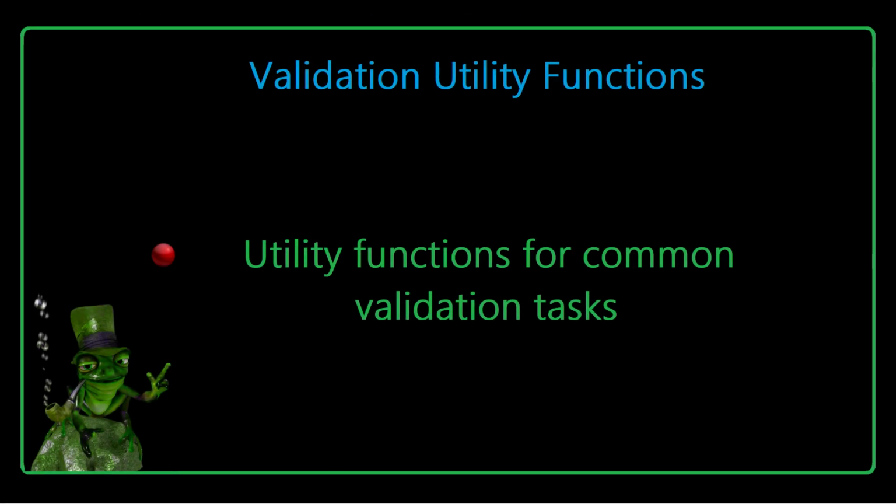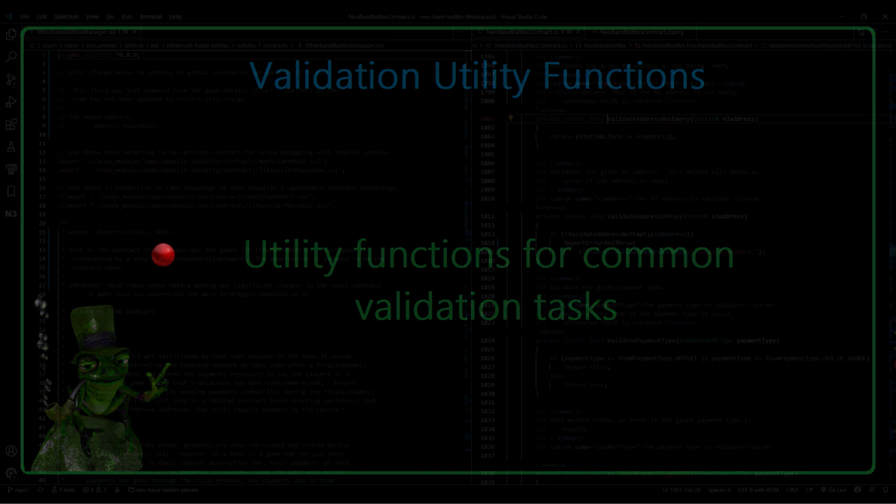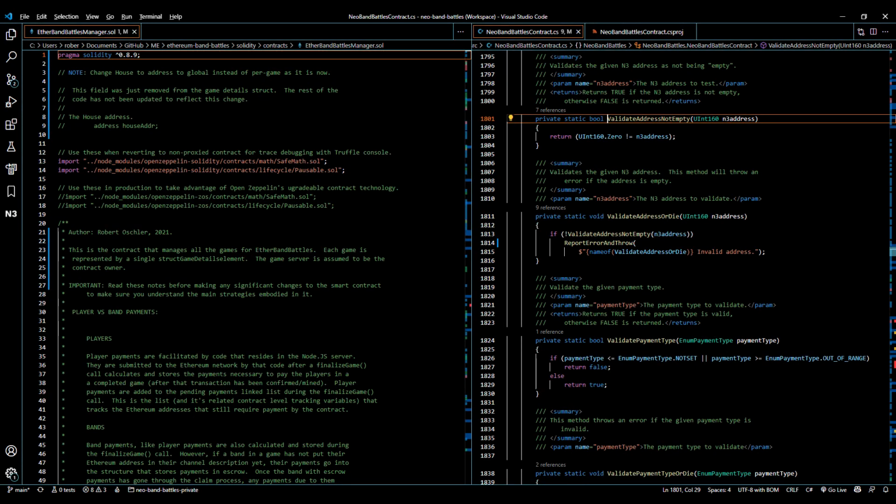There are certain validations that occur frequently in smart contract coding. It is a good idea to encapsulate them into utility functions. This makes your code more consistent and helps eliminate mistakes from repeating the same code in different places. For example, many of the functions you create will accept N3 addresses as input parameters. The way to test if an N3 address has not been initialized with a real address value is to compare it to the UInt160.Zero constant. The validateAddressNotEmpty function wraps that logic in a small utility function that returns true if the address has been initialized or false if not.